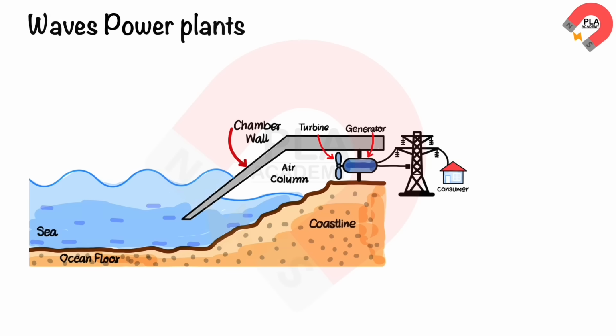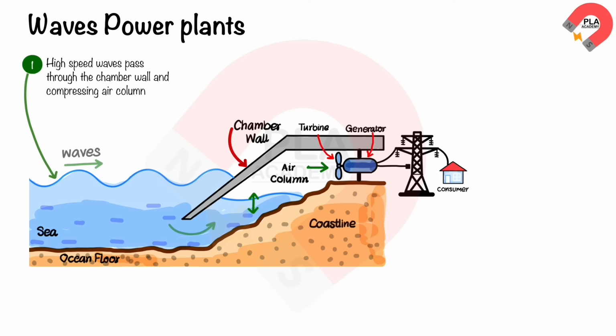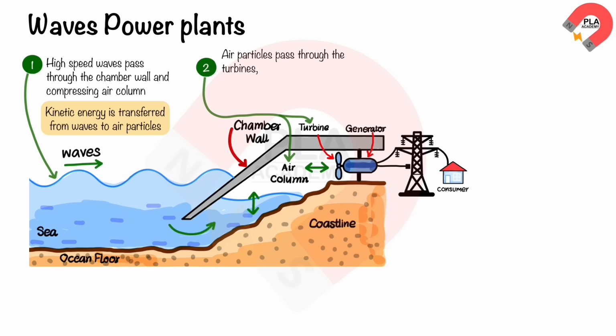Wave power plants. High-speed waves pass through the chamber wall and compress the air column. This transfers the kinetic energy of the waves to the air particles. The air particles pass through the turbines, forcing them to spin. This transfers the kinetic energy of the air particles to the turbines.